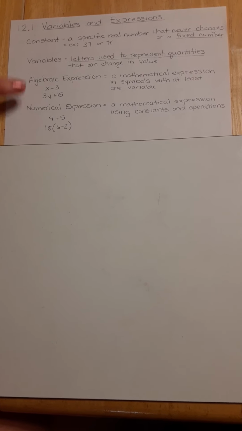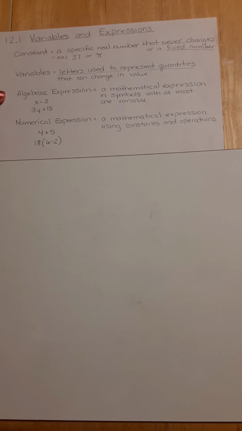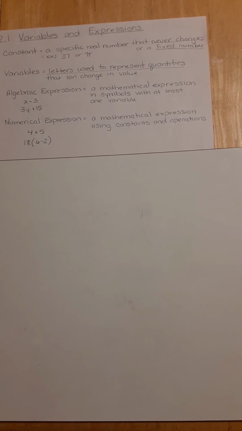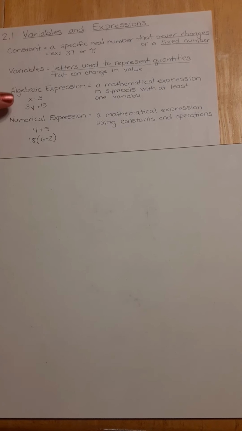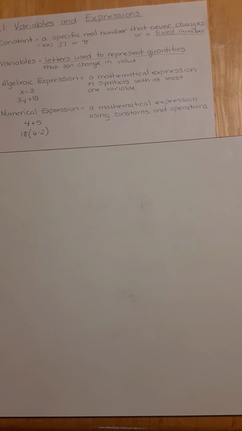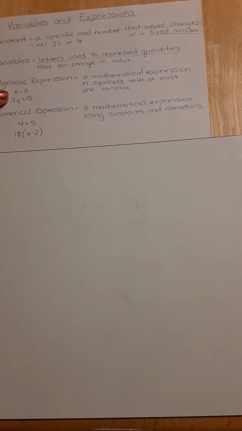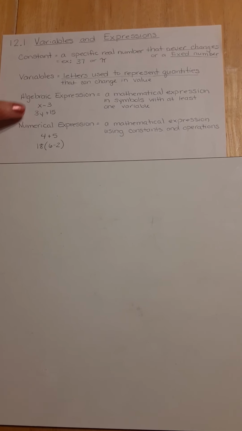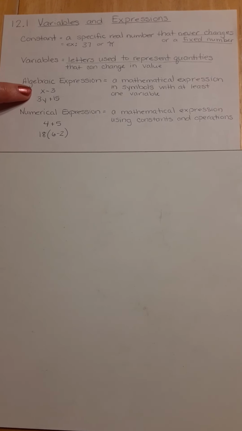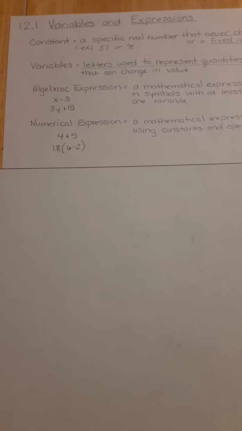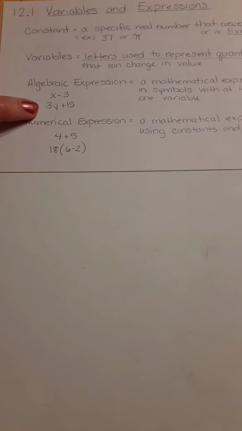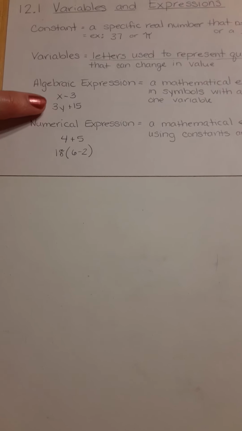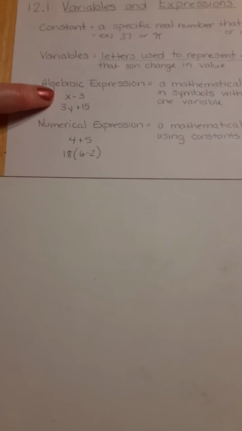Then we have these two types of expressions, okay? We have what is the algebraic expression. It's a mathematical phrase or expression that uses at least one variable, okay? That's where we get algebraic, because it's using a variable. So here I've got two different examples. I have x minus 3. It's an algebraic expression. It's saying take this unknown, x, and subtract 3 from it. Here we have 3y plus 15. These are both types of algebraic expressions.